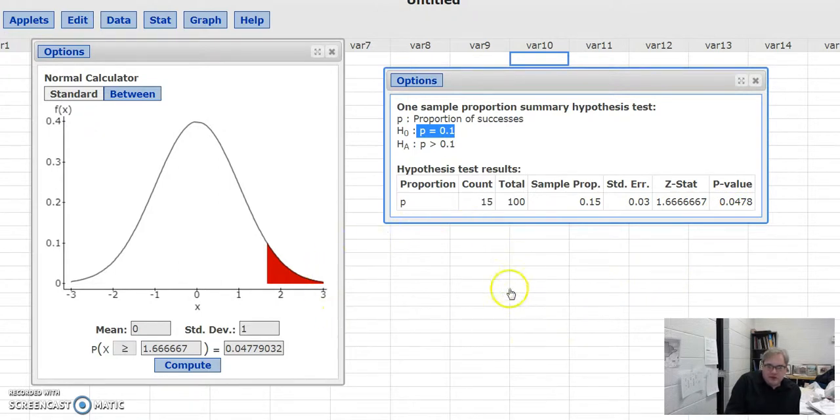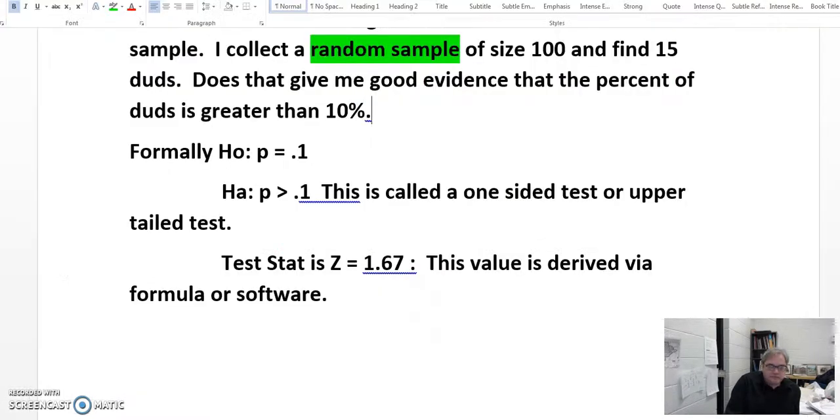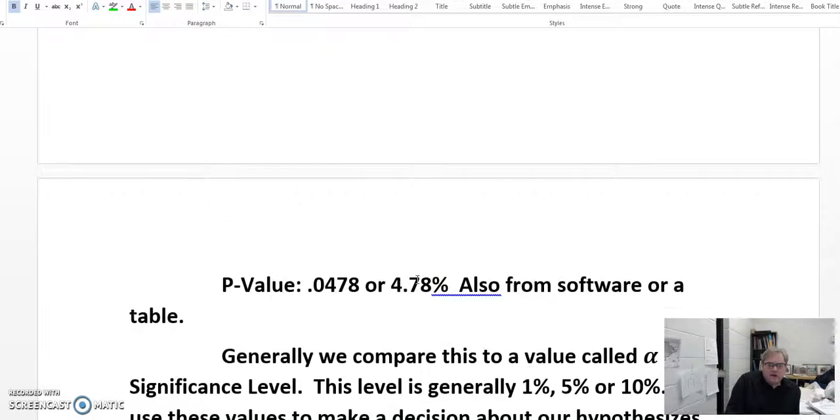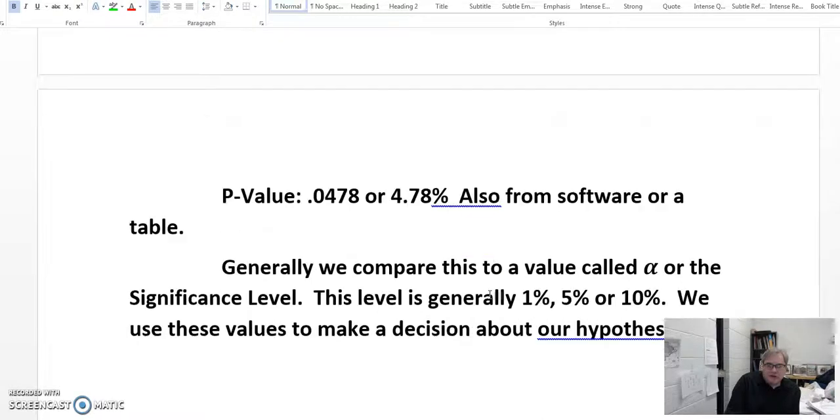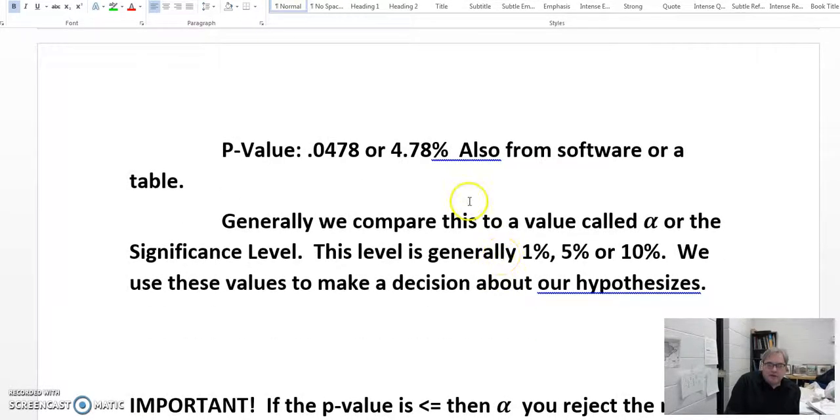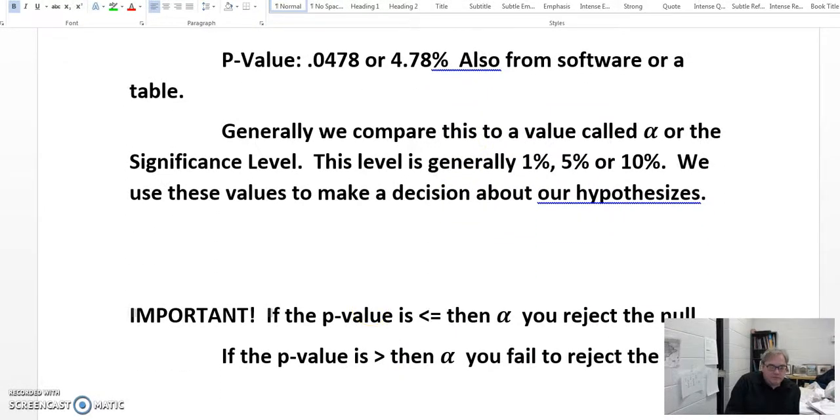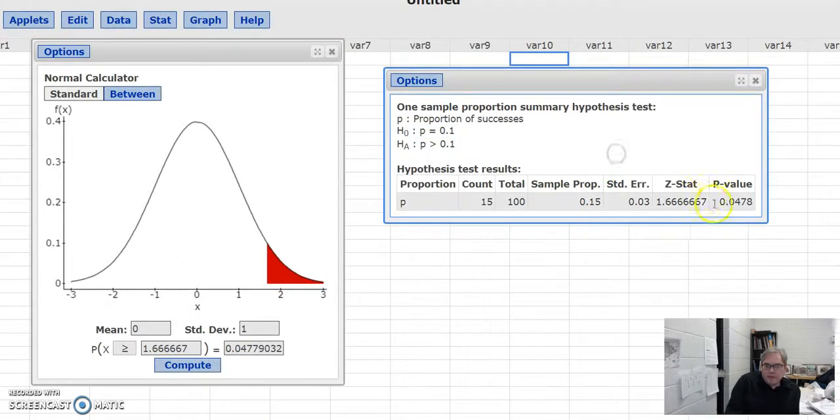All right, these are terms that are going to come to you as we progress. P-value comes from the test stat. The test stat comes from hypotheses and your data or your summary statistics. So p-value, 4.78, also from the software I just showed you how you can do it. I would expect you to just do it this way and get it. I just wanted to visually show you here.